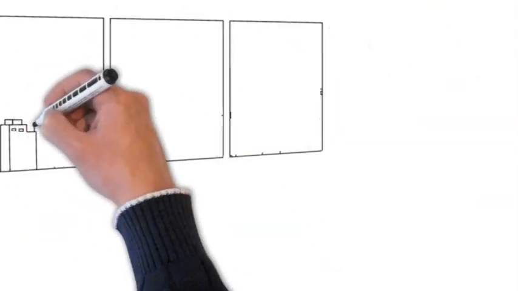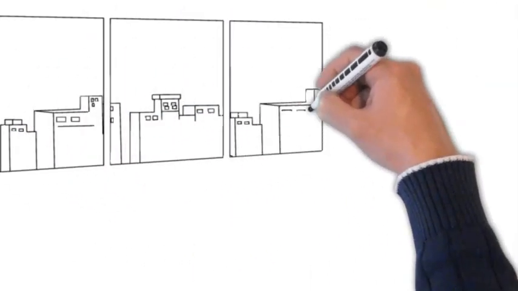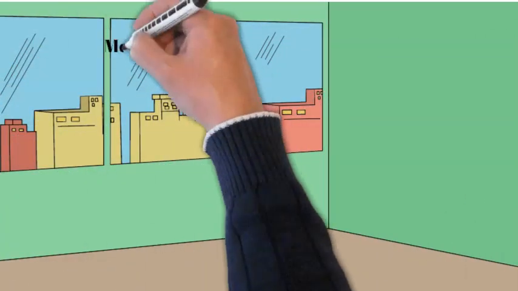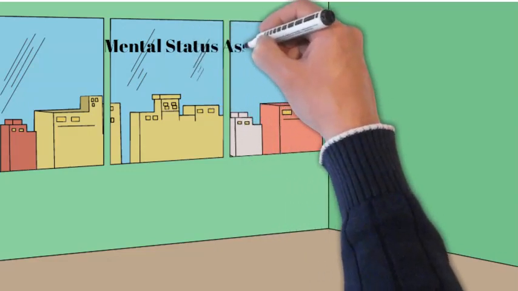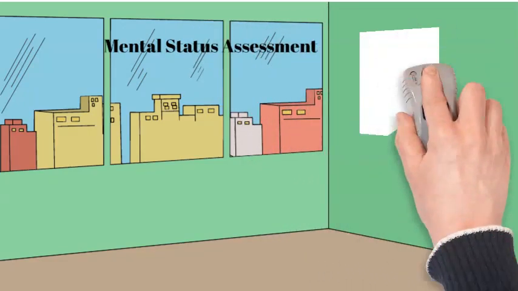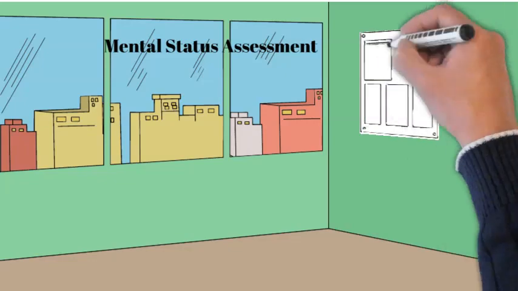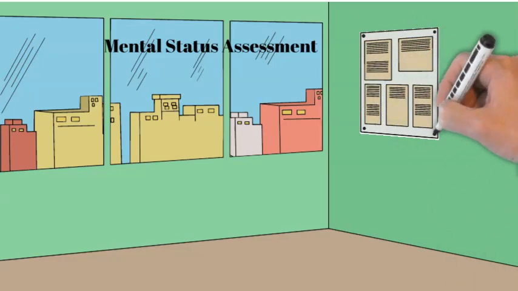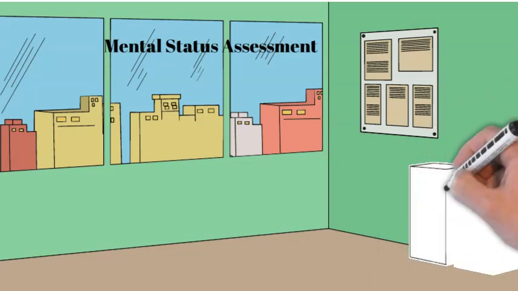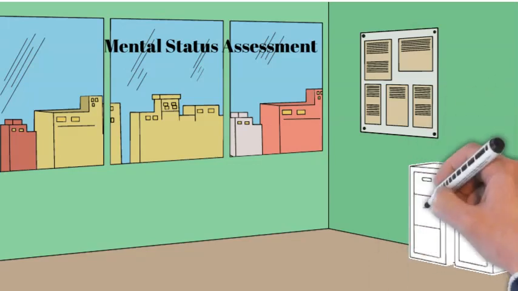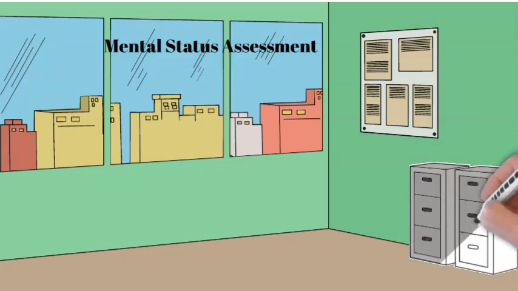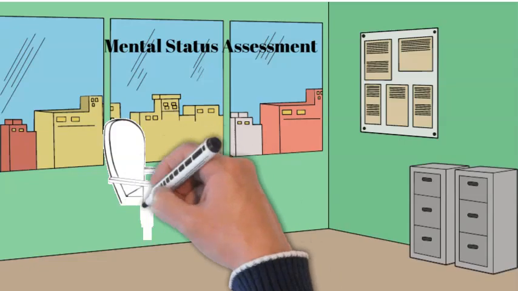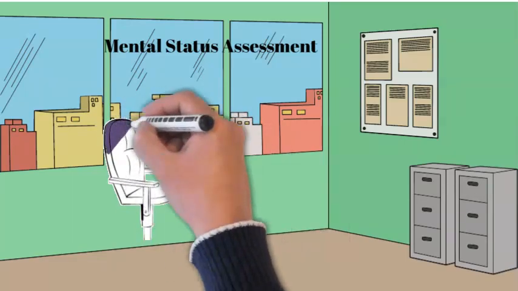Mental status assessment. Key terms: consciousness, orientation, attention, memory, language, abstraction, judgment, affect, mood. Definition of key terms. Consciousness, the state of being aware of one's surroundings and able to respond to stimuli. Orientation, awareness of one's surroundings, including time, place, and person. Attention, the ability to focus on a task or stimulus. Memory, the ability to recall information.